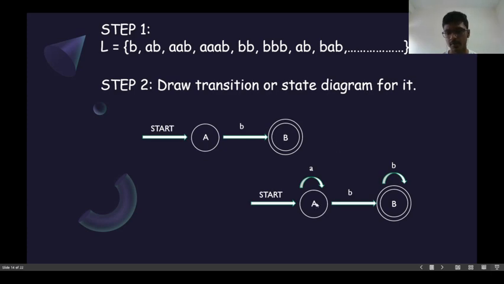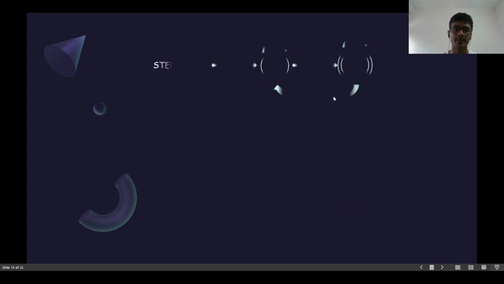when it gets the first character b, we go to the end state. But we still have more characters, a and b. So let's see how we can handle that. Here you see, when it gets the second character a, it goes to A, and finally when it gets the third character b, it goes to the end state. This is how we will draw the state diagram.